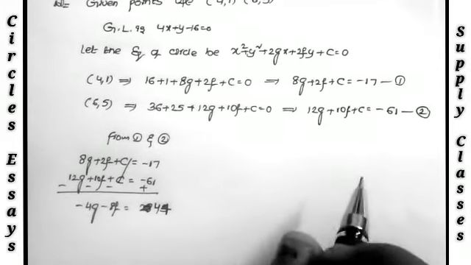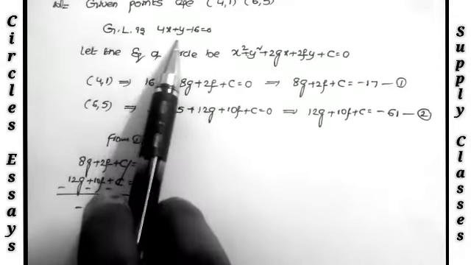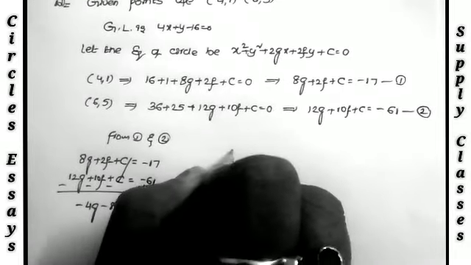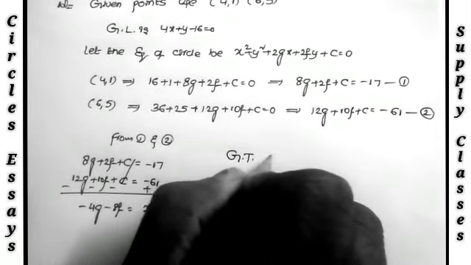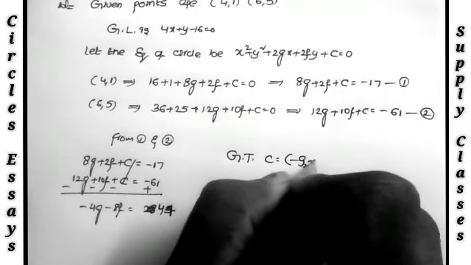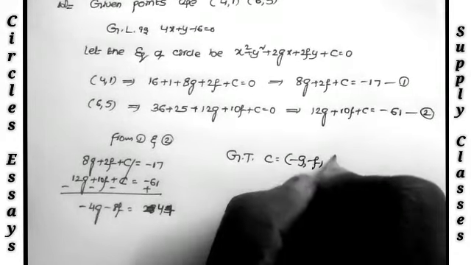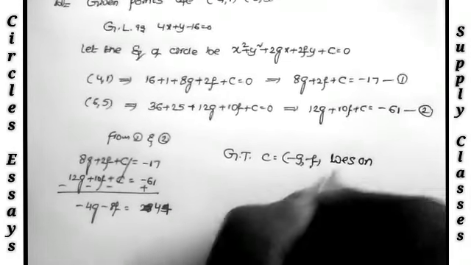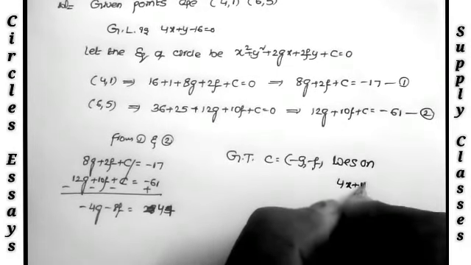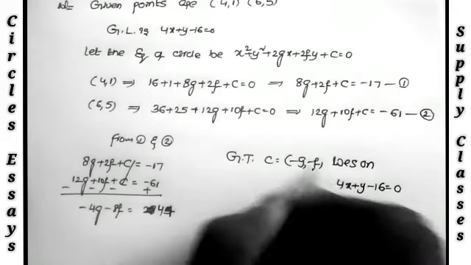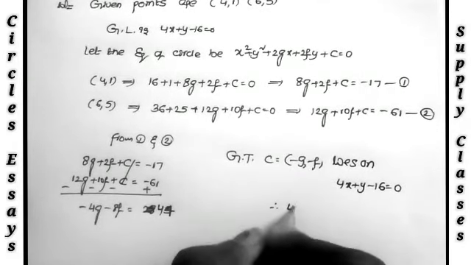Okay, leave it. So what is the given condition here? The center lies on this line. That is, given clearly from the question, the center of the required circle is (-g, -f). We take the circle like that. So the center (-g, -f) lies on the line 4x + y - 16 = 0. That is, substituting that x, y = (-g, -f) in this equation.